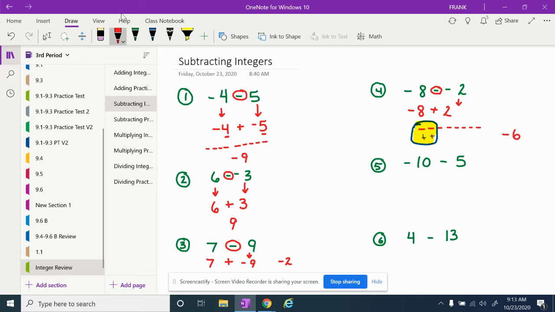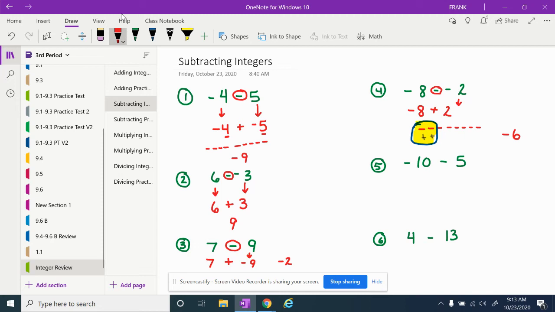If you look, you say, well, that's pretty easy because the difference between 8 and 2 is 6. So if the signs are different, once you get it to an addition problem, you just take the difference between the two digits. The difference between 8 and 2 is 6, and then I know it's a -6 because I have more negatives than positives.